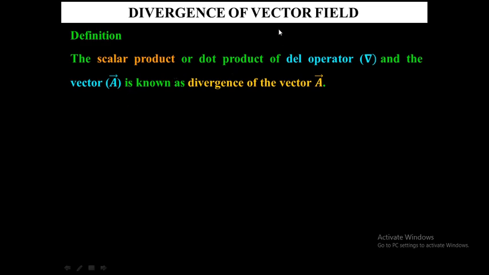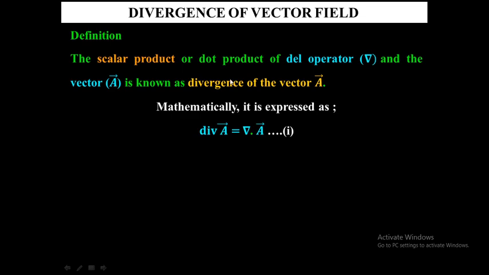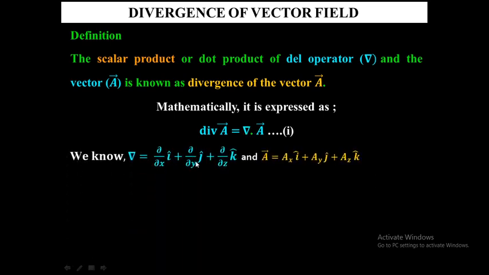The scalar product or dot product of del operator and the vector A is nothing but the divergence of the vector A or vector field A. So mathematically it can be expressed that divergence of A is equal to del dot A vector, and we know that this del operator, or this vector differential operator, is nothing but del by del x i plus del by del y j plus del by del z k, and this A vector can be written in the xyz component as Ax i plus Ay j plus Az k.